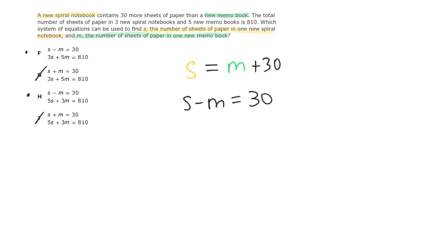Now, for the second sentence, which we didn't read yet, that would be this sentence right here. It says that the total number of sheets of paper in 3 new spiral notebooks. What that tells me is that the number 3 is going to have to be with spiral notebook. And it goes on to say that 5 new memo books is 810. And so I know that the coefficient 3 is going to have to go with my spiral notebooks, and I know that 5 is going to have to go with my memo books, and that's going to add up to a total of 810 pages. Looking at my 2 remaining answer choices, the one answer that has the correct coefficients with the correct variable would be letter F.